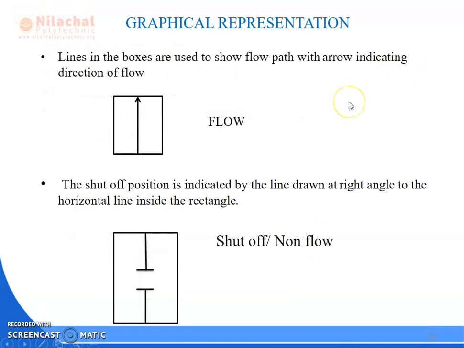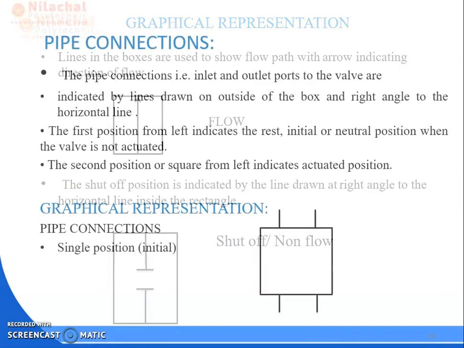Then see another graphical representation. The lines in the box are used to show the flow path, with arrows indicating the direction of flow. A shut-off position is indicated by a line drawn at right angle to the horizontal line inside the box, that is a T shape. If it is a T, that means it is a shut-off position or non-flow.